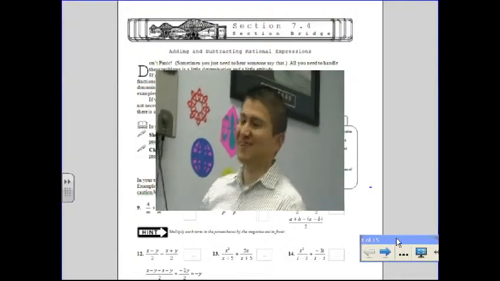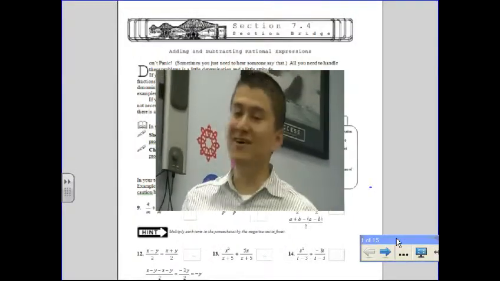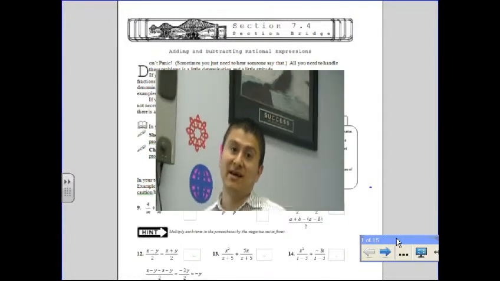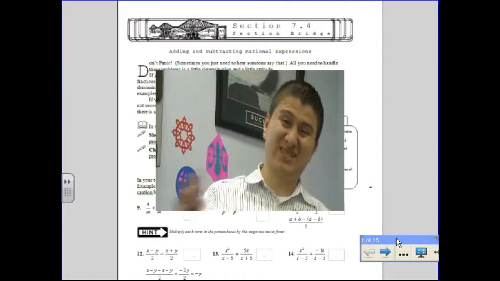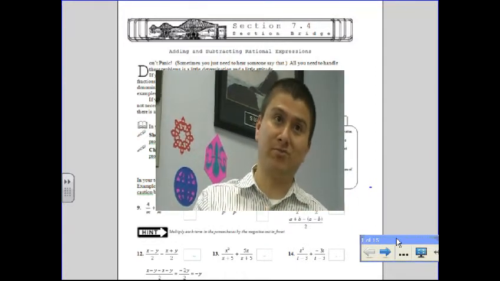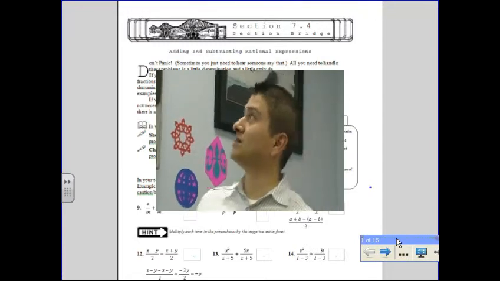Section 7.4. Here's what we have. We need to get common denominators to add fractions. Because this section is kind of long, we're going to split it up into 3 parts. So we're going to do part A, part B, and part C of section 7.4.